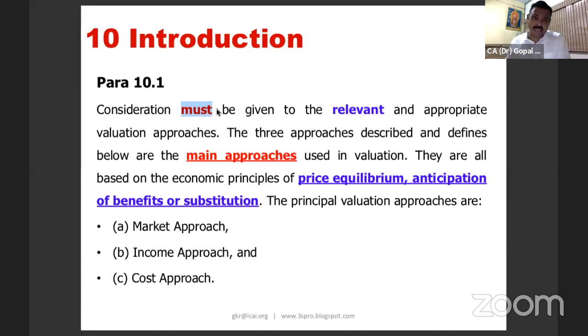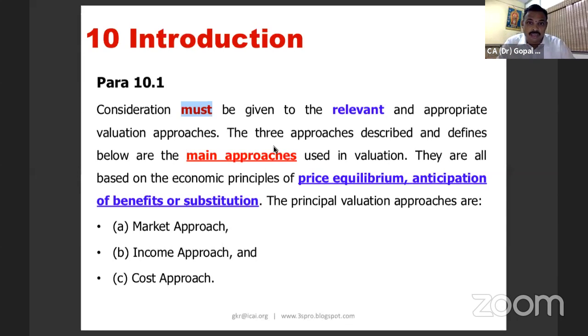So consideration must be given to the relevant and appropriate valuation approaches. The three approaches described and defined below are the main approaches. Now, what does this English mean? They are all based on the economic principles of price equilibrium, anticipation of benefits, or substitution. The principal valuation approaches are, they don't conclude that these are the only three approaches. For your kind information, guys, that means you have the fourth approach also.